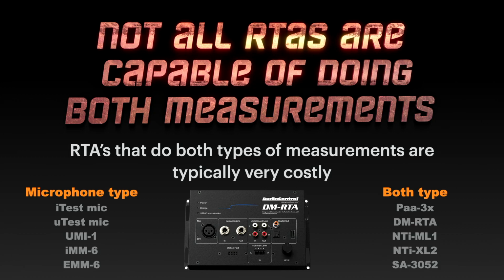Both, meaning a device that does both, were what we showed you throughout: the PAA3X, the DMRTA, the NTI ML1, the NTI XL2, and the SA3052, if you can find somebody that's willing to part with one of those. Good luck. And that is an RTA. It is a tool of the trade. It is something to aspire to if you do not have one.